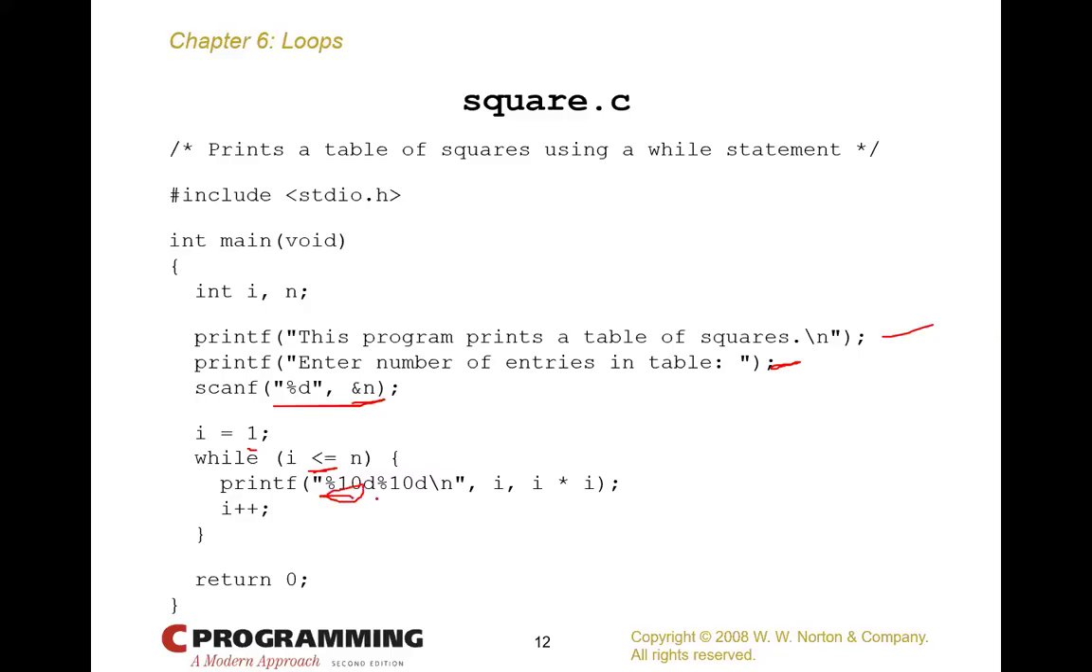Then it says %10d, in a field of 10. You remember this. This is the field width. In a field of 10, write the value of i. That is, i is what? 1. Then in another field of 10, write i times i, 1 times 1, 1.